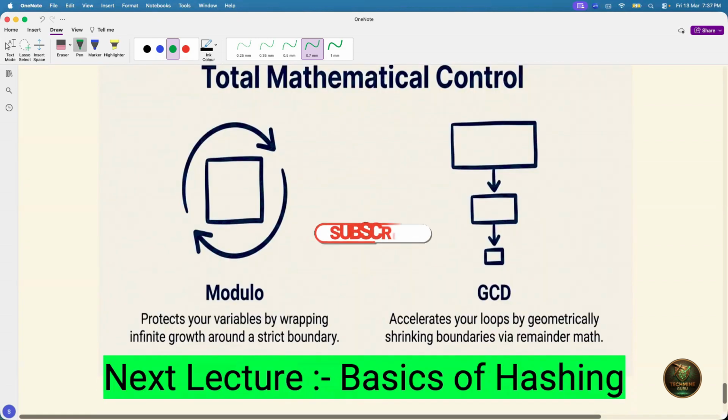To summarize, today was all about total mathematical control. We learned that modulo protects our variables by wrapping infinite growth around a strict boundary. We also saw how GCD accelerates your loops by geometrically shrinking boundaries via remainder math. In our next lecture, we will be diving into the basics of hashing.